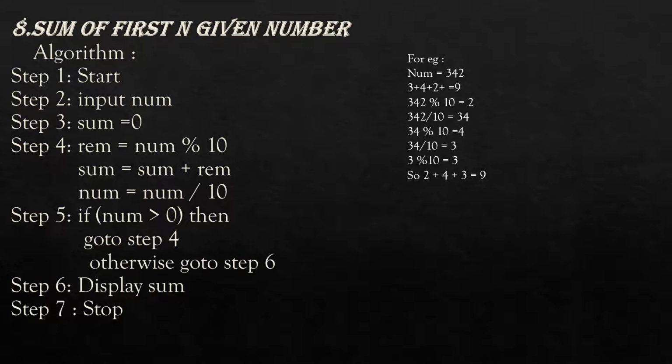Num equals num divided by 10. Now num is 34. 34 divided by 10 will be 3. 3 will be stored in the num variable. 3 is greater than 0, then go to step 4. Now again we will go to step 4.